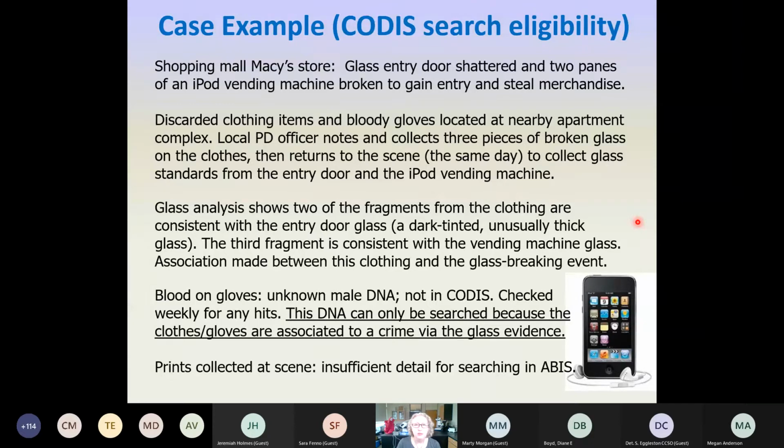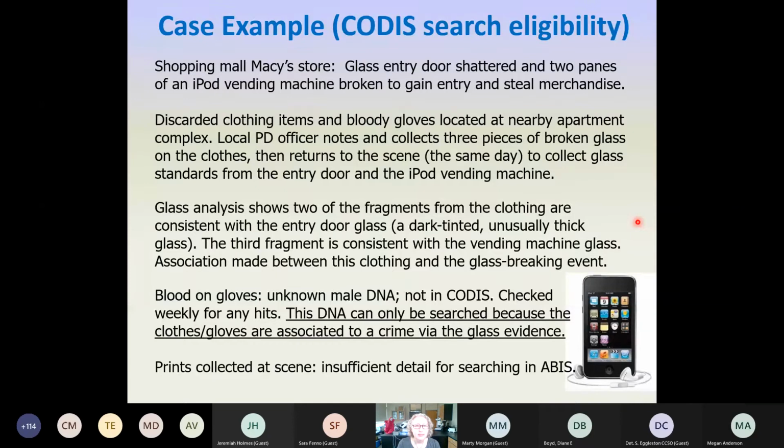A local police officer noted that there was a pile of clothing items and bloody gloves located at a nearby apartment complex. He had no reason to necessarily associate that with this Macy's crime. However, he noticed that it looked like there could be some glass on the clothing. So he went back to the Macy's store and collected standards of the broken glass there. This was the same day.